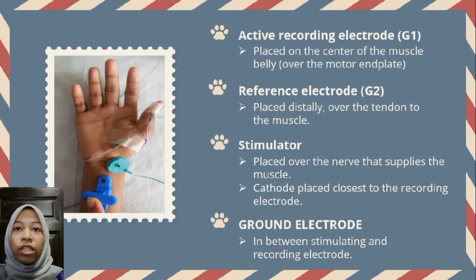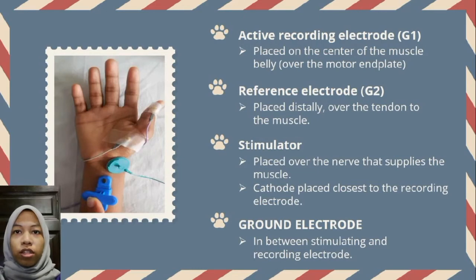Yang kedua, reference electrode G2 placed distally over the tendon to the muscle, iaitu elektrod diletakkan secara jauh di atas tendon ke otot. Yang ketiga, stimulator placed over the nerve that supplies the muscle, iaitu elektrod diletakkan di atas saraf itu yang membekalkan otot. Cathode placed closer to the recording electrode, black to black. Cathode pula diletakkan paling hampir dengan elektrod rakaman, iaitu hitam ke hitam.